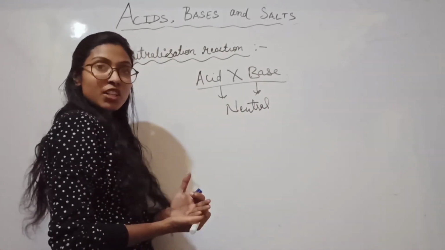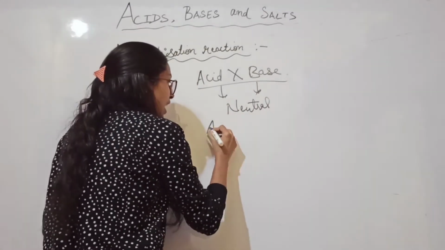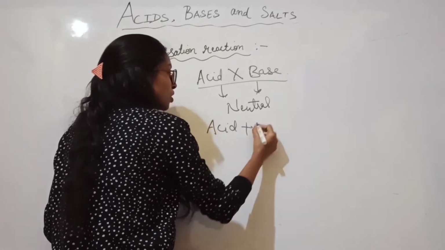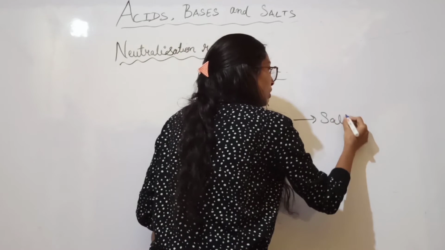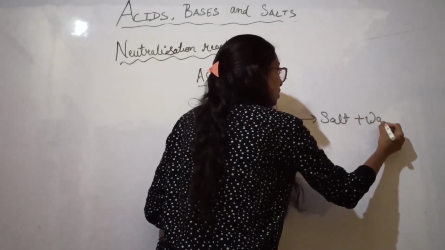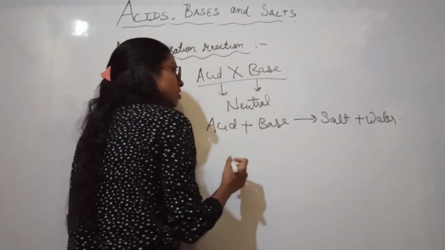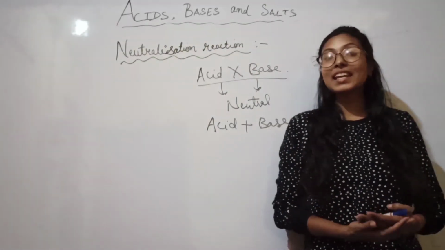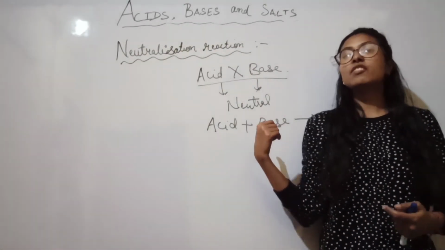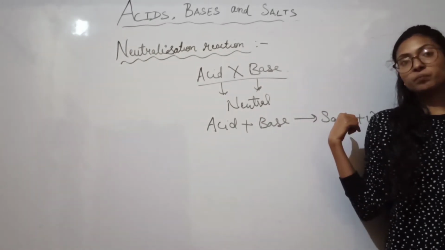And what is the reaction? If we put a base with the acid, then it will form salt plus water. Okay, so this is the reaction. So when we are reacting a particular substance, suppose it is an acid with a base, it will give salt plus water. Okay, so now we are going to perform the activity to see that when the acid and base are put together, what is the effect.